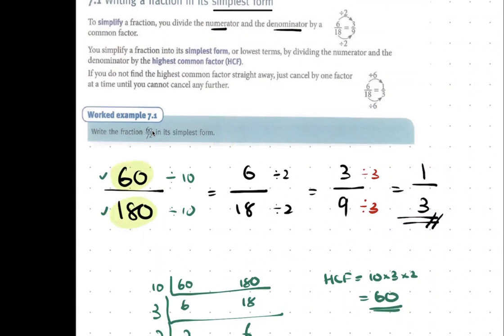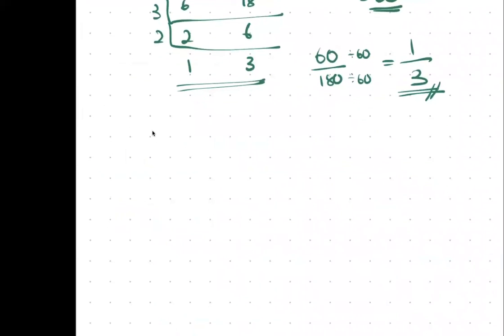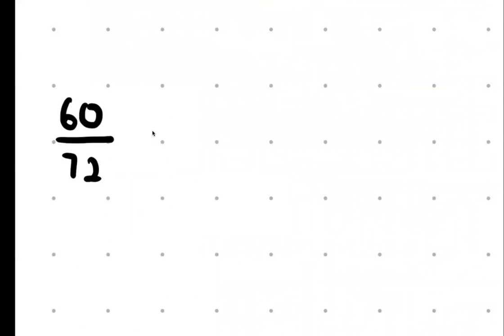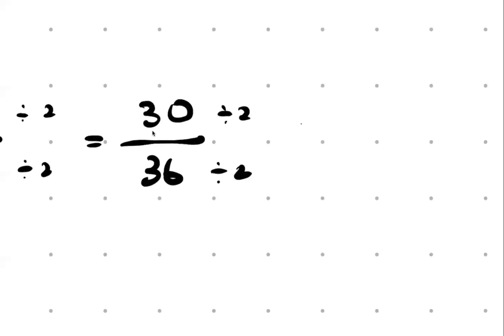So now they ask us to write the fraction 60 over 72 in the simplest form. 60 over 72. So let's make it simpler. I would divide it by 2, divide by 2, since both of them are even numbers. I get 30 over 36. Then I also divide by 2, divide by 2, and I get 15 over 18.